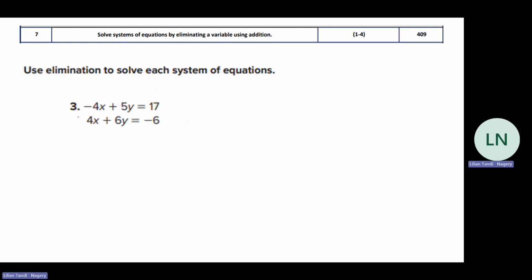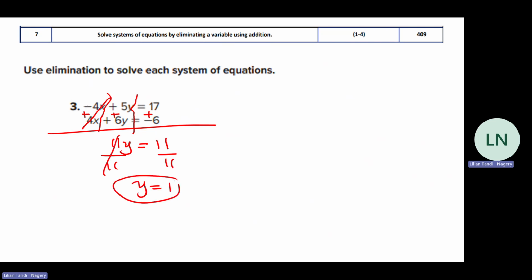Okay. Now, same number, same letter? Yes. So I will draw my houses. Okay, I will now ask myself. My signs are opposite, so I will add. This will become 0. This will become 11y. This will become 11. I will divide both sides by 11. Y equals 1. I want to find x. It doesn't matter which one I will use.